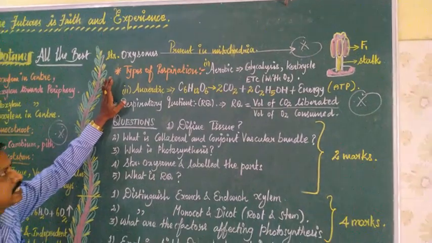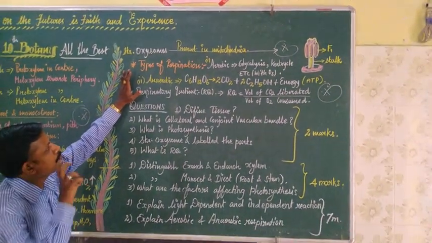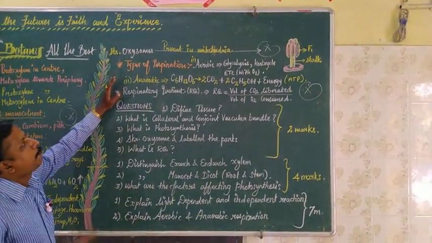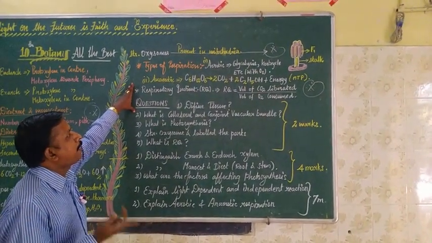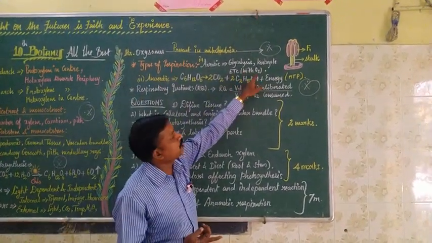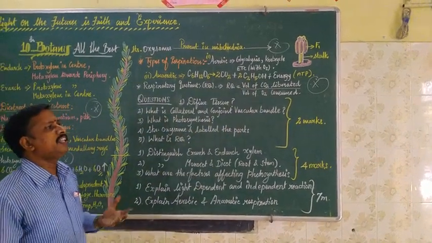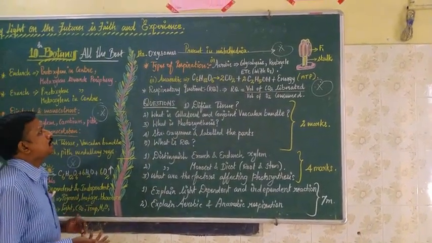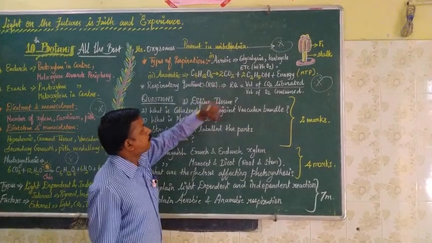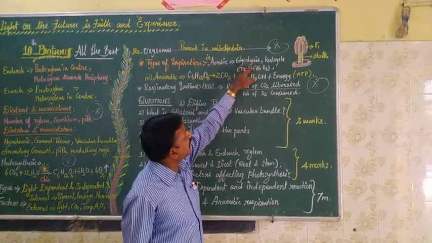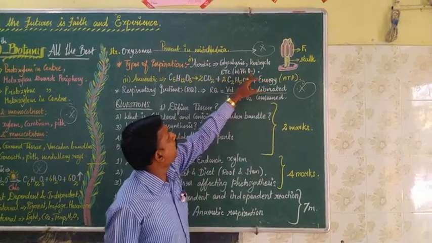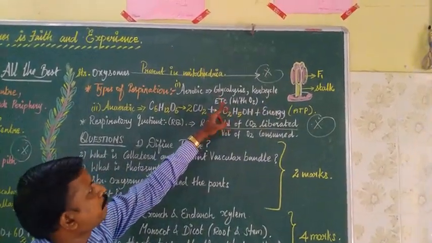Then the types of respiration. Respiration means exchange of gases. There are two types of respiration: aerobic respiration and anaerobic respiration. Aerobic means with oxygen. The plant or living thing respiring with the help of oxygen is called aerobic respiration. In aerobic respiration there are three processes: glycolysis, Krebs cycle and electron transport chain.